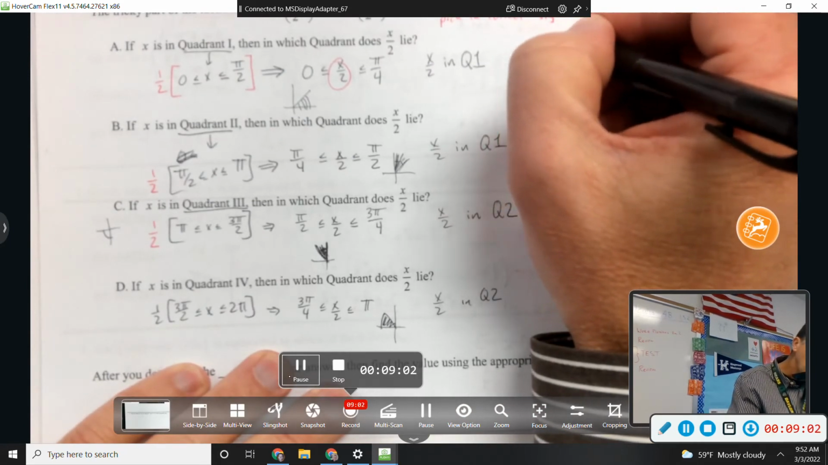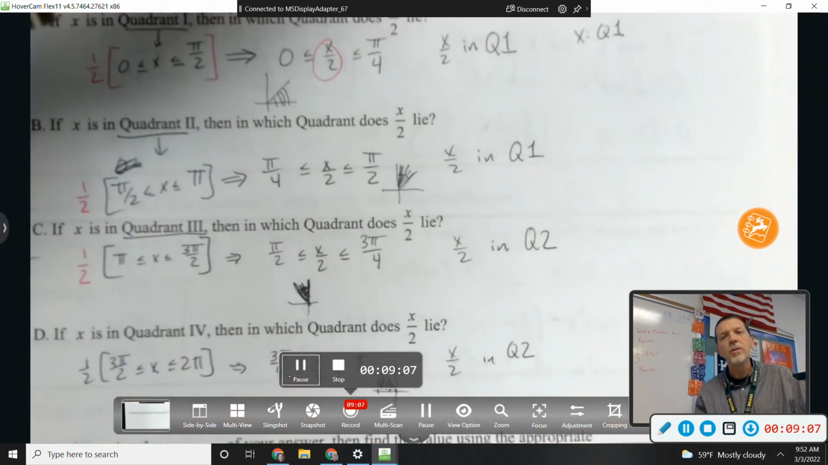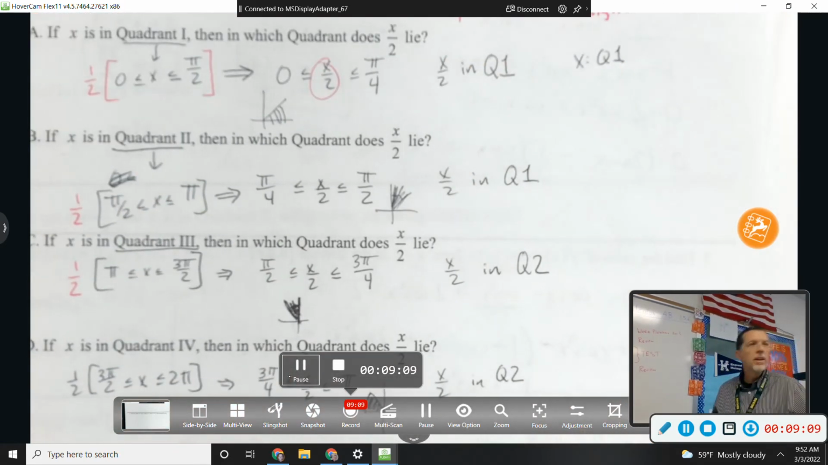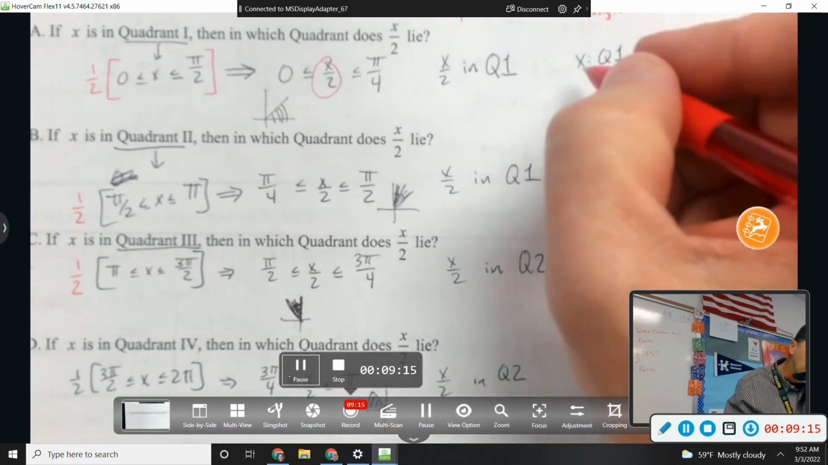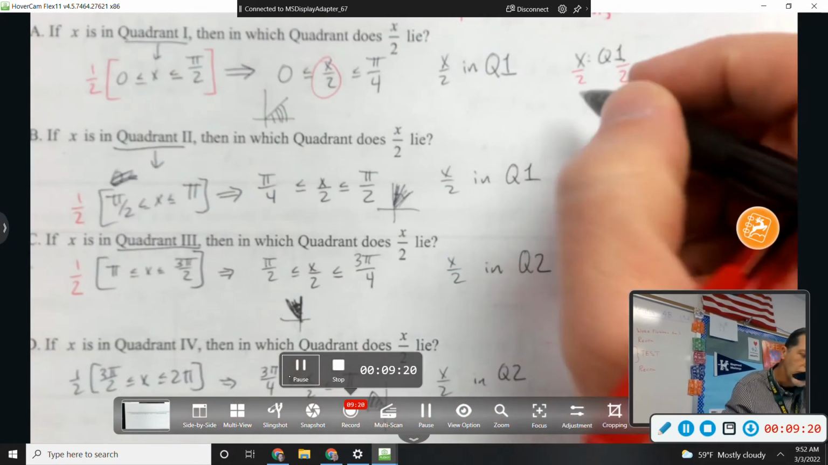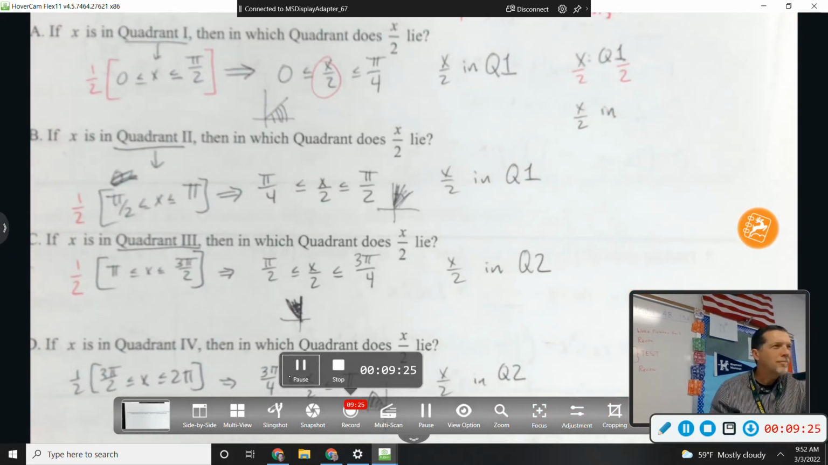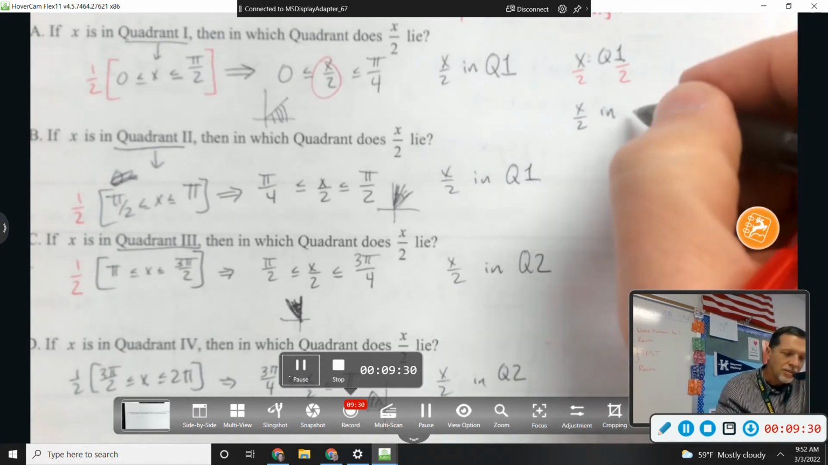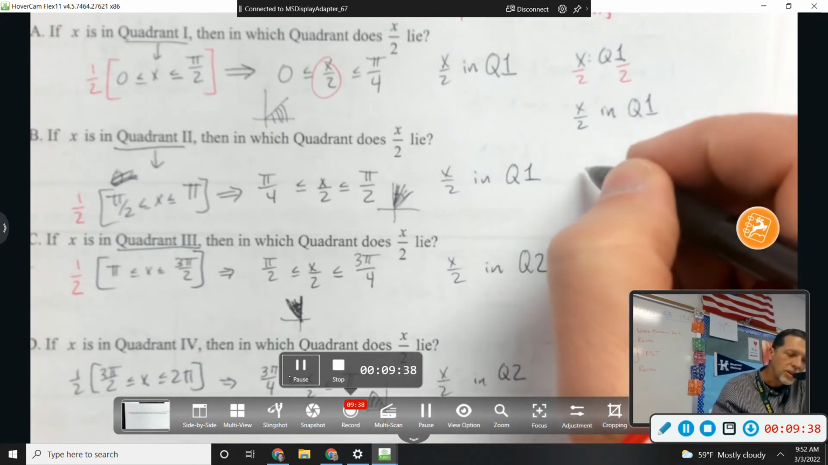If x is in quadrant 1, this is very fuzzy math, so you won't find this in a textbook anywhere. This is illegal. Well, it's not illegal, it's just fuzzy. If x is in quadrant 1, then if I divide both of those by 2, this looks a little bit weird. X over 2 is in quadrant 1/2. Just doesn't really make sense. But if you round 1/2, you get 1. This is how I do it. I just divide the quadrant number by 2.